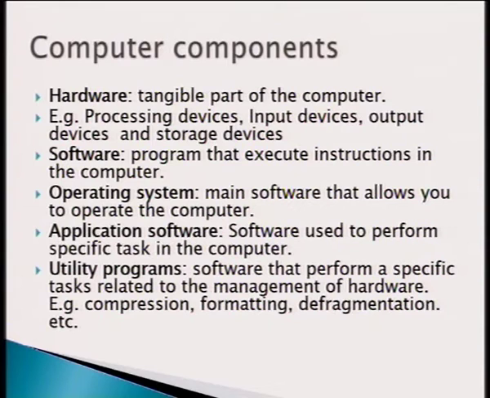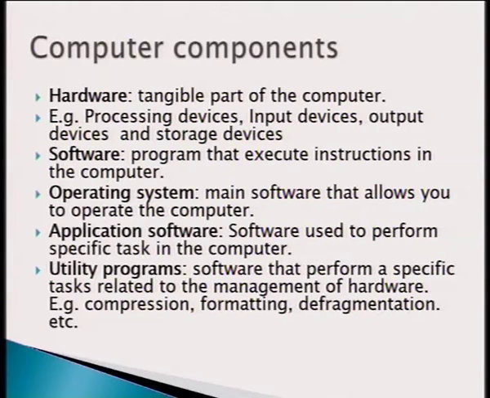Okay, now computer components. Like I said, a computer is not just one single device. A computer is made up of various components that are assembled together. These components are categorized. One category of computer components is the hardware. When we talk about computer hardware, we're talking about the tangible parts of the computer. Anything that you can touch on your computer is called hardware, be it a mouse, a keyboard, a monitor, or a network interface card.